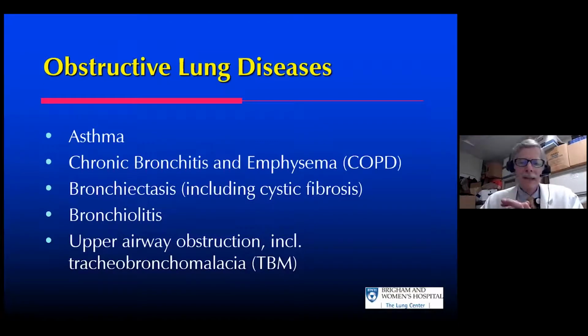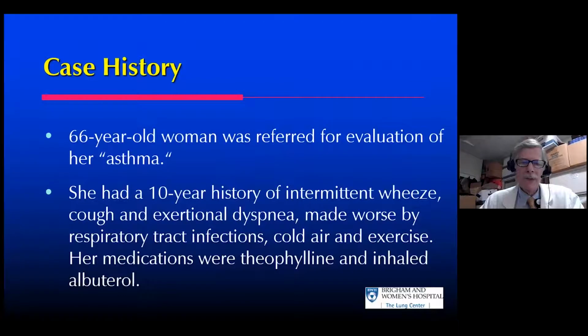I'd like to begin this discussion of bronchiectasis with a case that I saw many years ago. A woman was referred for evaluation of, quote unquote, asthma is what was thought. Now, she had a 10-year history of wheeze, cough, and exertional dyspnea. Could have been asthma, although it started in midlife. Made worse by respiratory infections, cold air, and exercise. So she was already being treated back then with theophylline and inhaled albuterol.